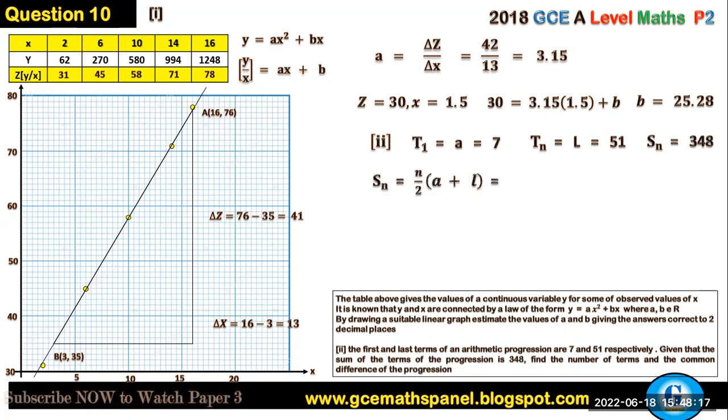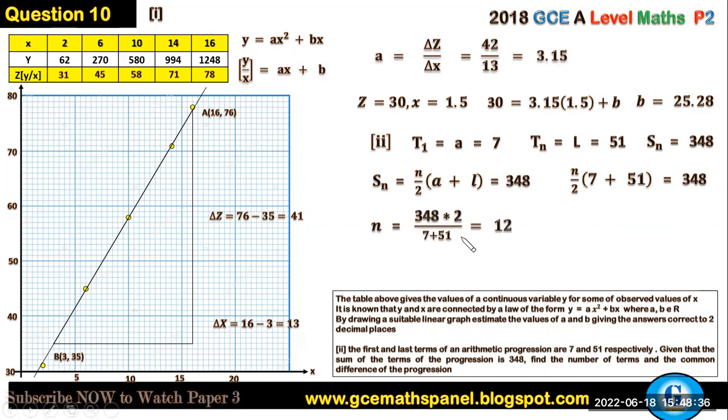From here, we know that the sum of the first n terms is given as n on 2 into a plus l. This a plus l is the same as 2a plus n minus 1 d that you know, but that a plus n minus 1 d is the nth term or the last term. So this gives us n over 2 into 7 plus 51 to be equal to 348. And from here, n will be equal to 12.